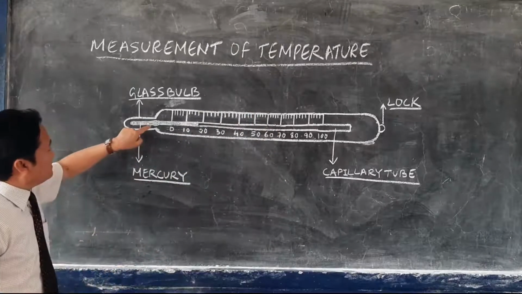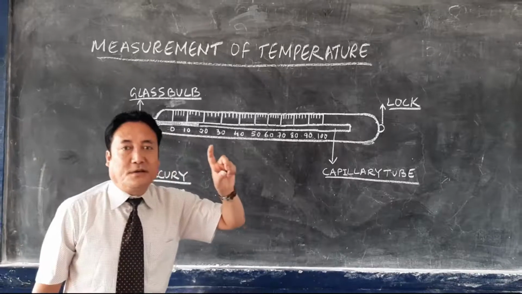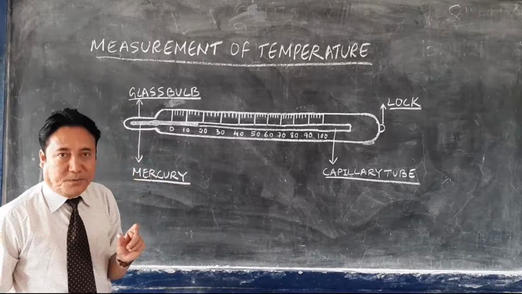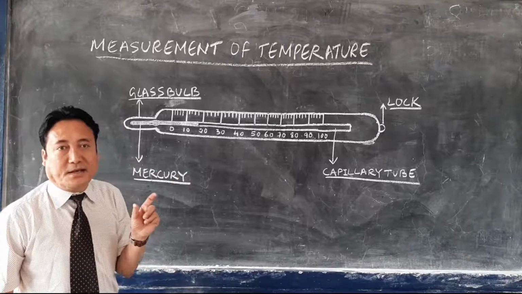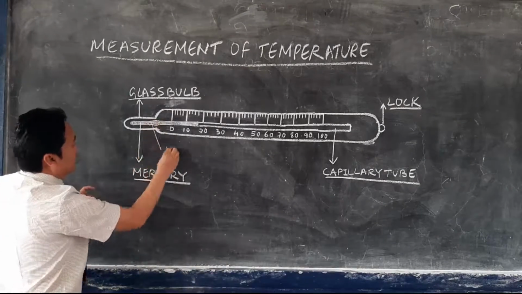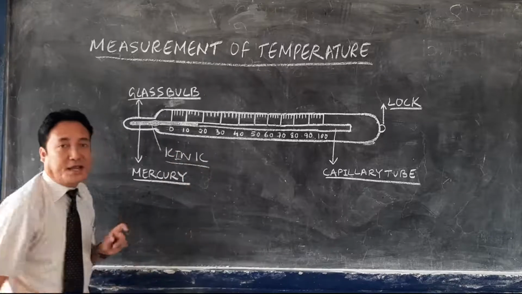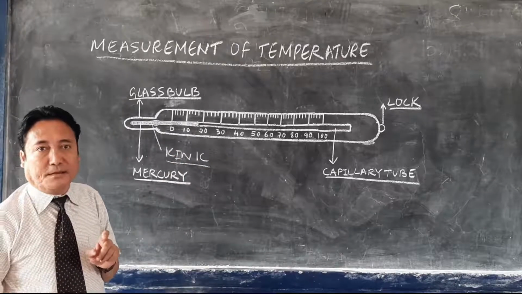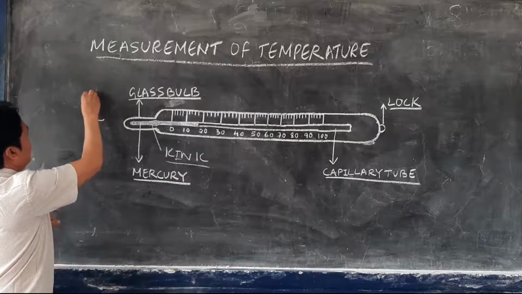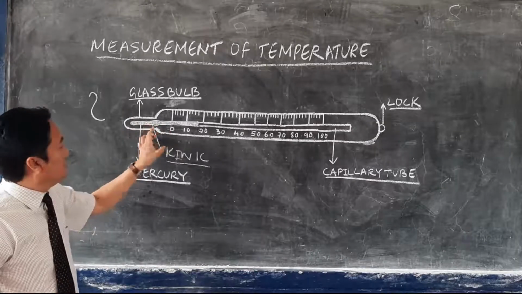And here in this capillary, on this bulb inside, there is some sort of device known as the kink, K-I-N-K. Here there is one device known as the kink, or known as the constriction. We call it a constriction. Some sort of this kind of structure, which is curved, that is present inside this capillary tube.